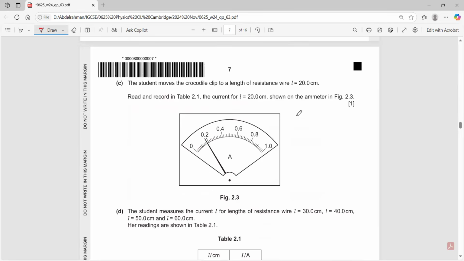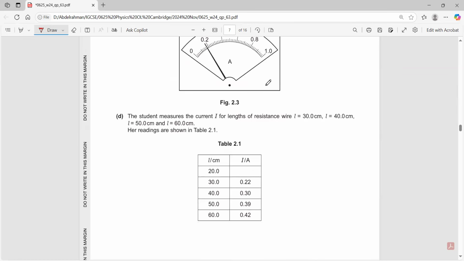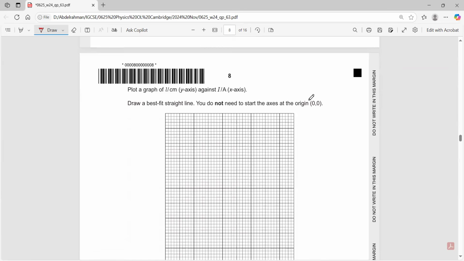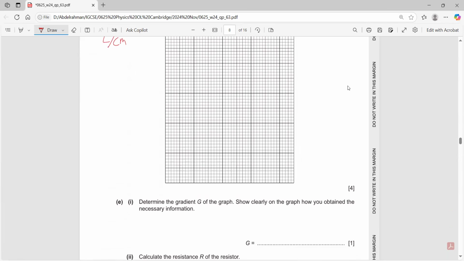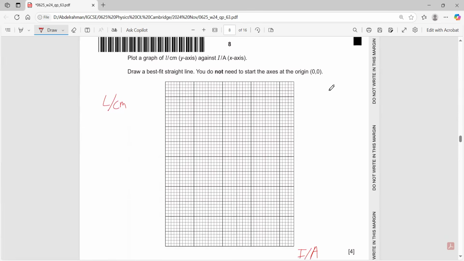And then she measures the current and writes it down in the table. The current is 0.18. Now we have a table and we have a graph. Plot a graph of L on the y-axis, I on the x-axis. You do not need to start the axes from the origin.